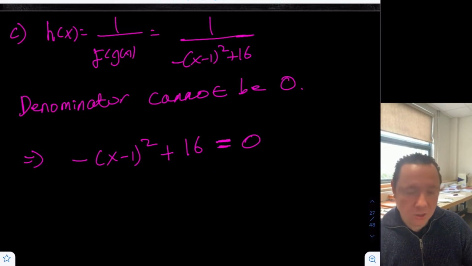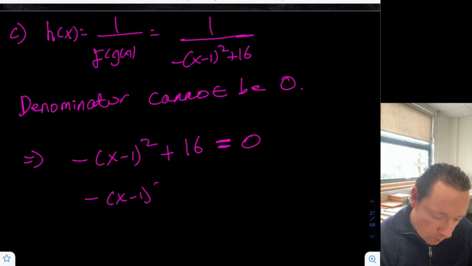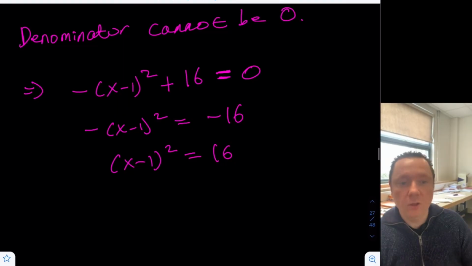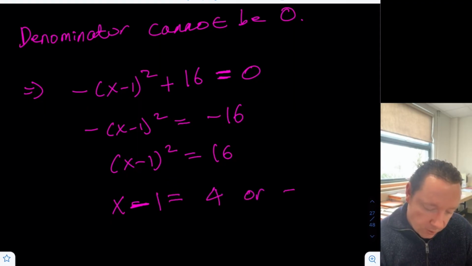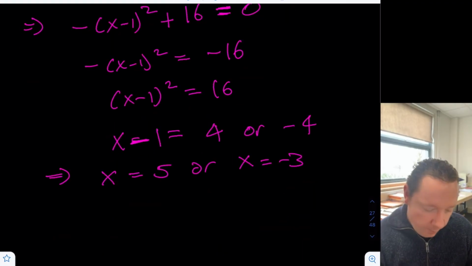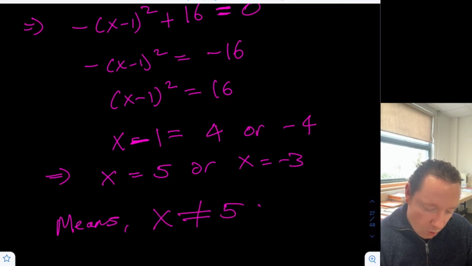So we've already completed the square, so we can just say minus (x minus 1) squared equals minus 16. Divided by minus 1 means (x minus 1) squared equals 16. Square root on both sides, then you get x minus 1 equals 4 or minus 4. So that means x either equals 4 plus 1 is 5, or x equals minus 4 plus 1 is minus 3. That means x cannot equal 5, or x cannot equal minus 3, and we're done there.